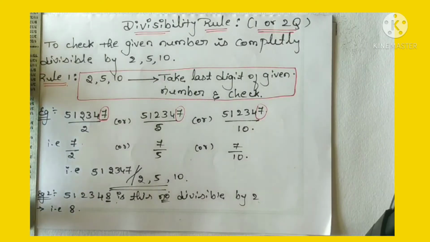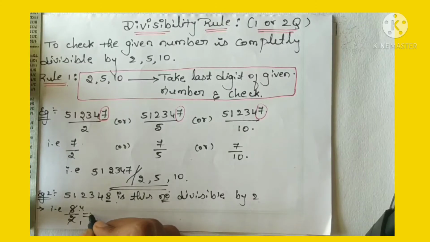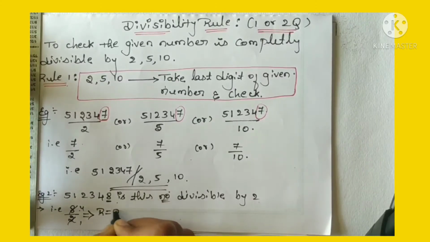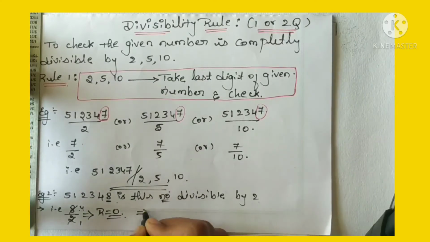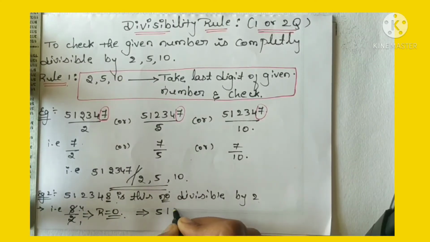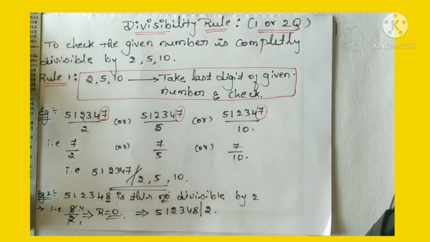If this 8 is divisible by 2, then the whole number is also divisible by 2. Is this 8 divisible by 2? Yes, it is divisible. 2 fours are 8. So here the remainder is equal to 0. From this we can say that 5 1 2 3 4 8 is divisible by 2.